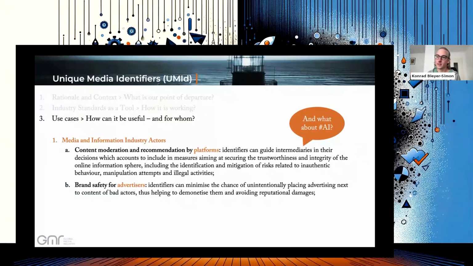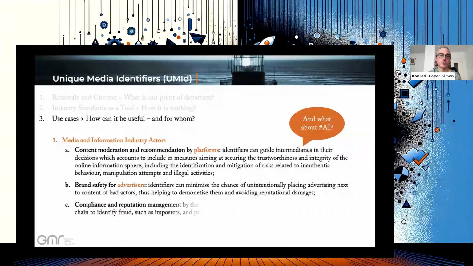Of course, I have to emphasize what Olaf already said, that these are objective indicators that we have. So we're not going to talk about whether a publisher is trustworthy or not. The unique media identifiers will just say that specific media outlets or specific social media profiles belong to that or that publisher.